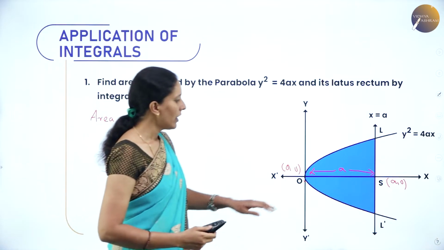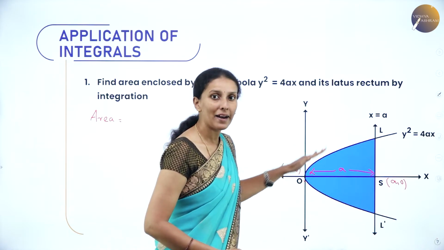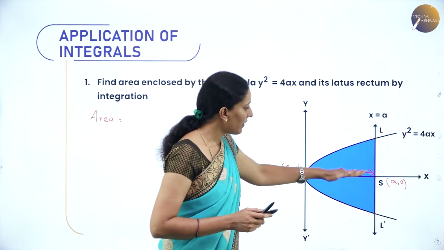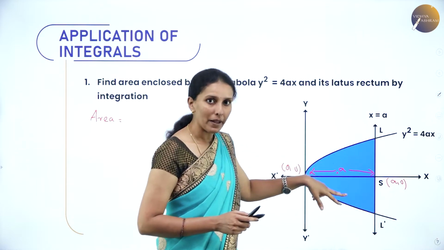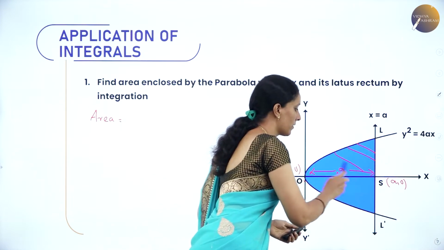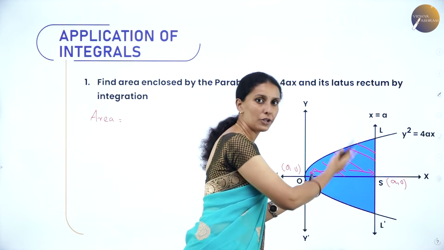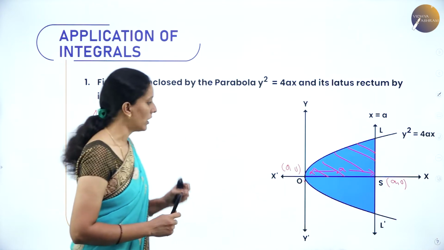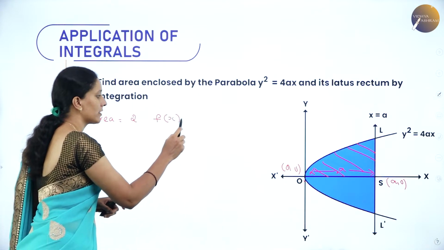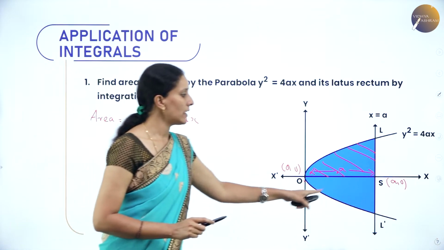So what I will do here, I'll calculate only the positive side of the x-axis. We know that the parabola is symmetric. Symmetric means it is exactly the mirror image about the x-axis here. If I calculate the first half and then double it, I will get the total area. So therefore I will take 2 times f of x dx, and the integral goes from 0 to a because we have the limits from 0 to a.